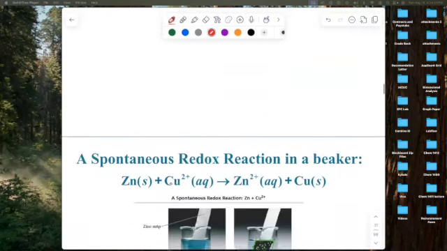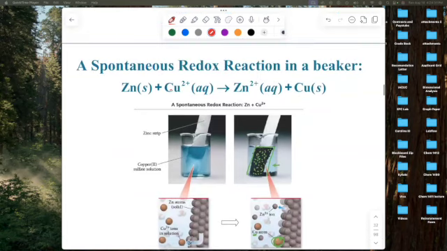Okay, we're moving on from here. Those of you who are going to be taking this class on campus will be working with this experiment right here. The first half of the experiment, I think is J1, is a modified version of this redox reaction.